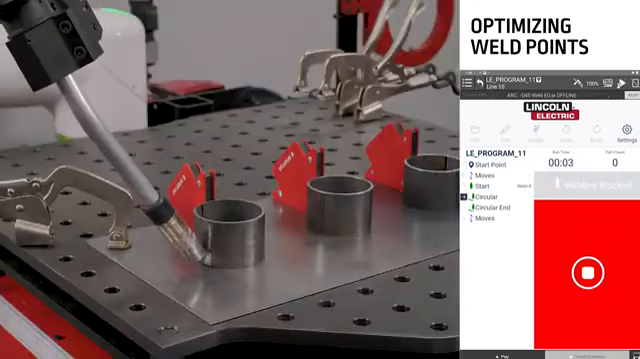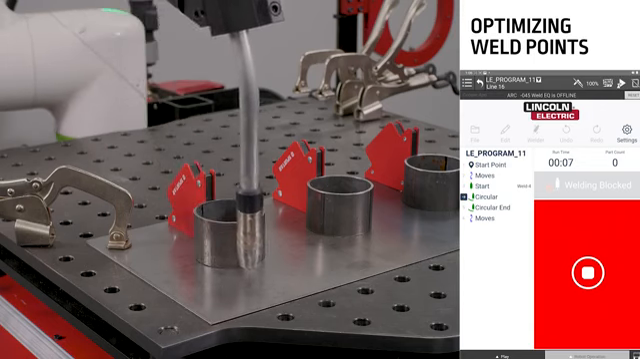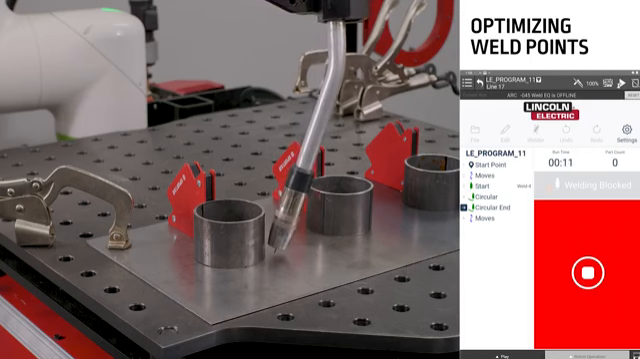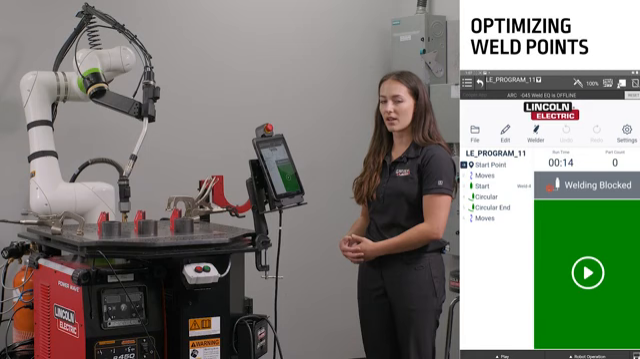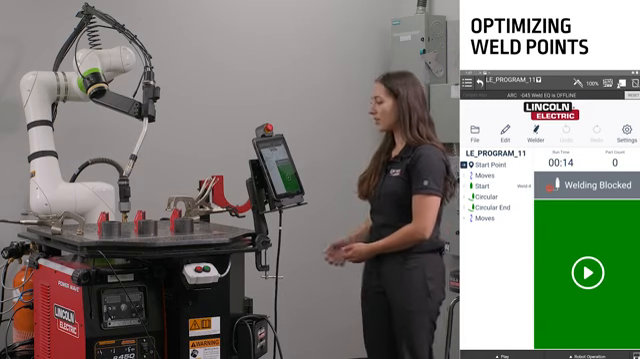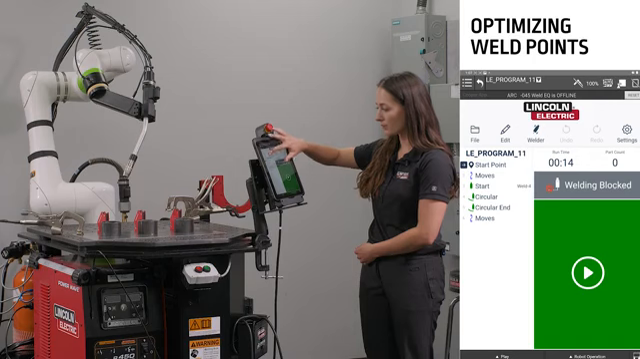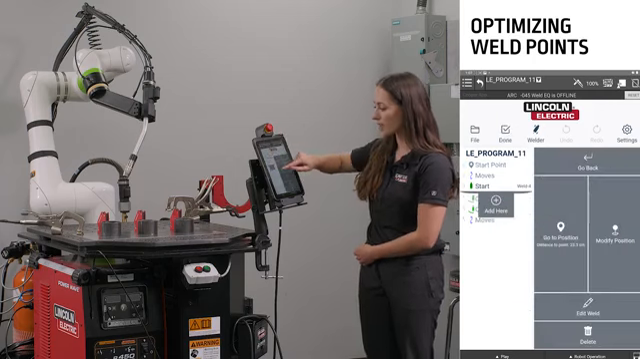As you can see, my weld angle starts out fairly aggressive and goes to a more vertical upright angle. I would like to make this angle consistent throughout the weld, so to fix this, I'm going to go back to our edit mode and select my weld start point.